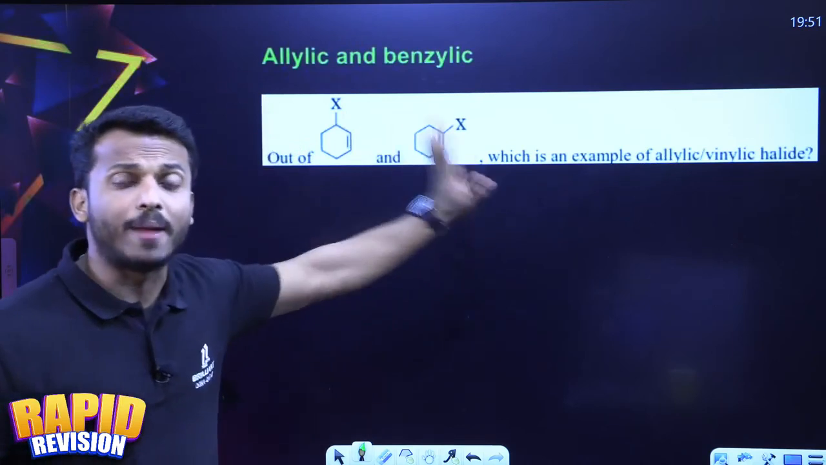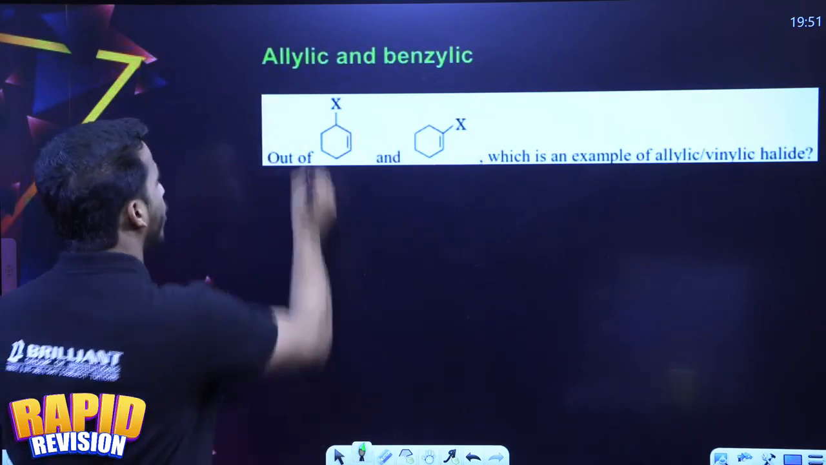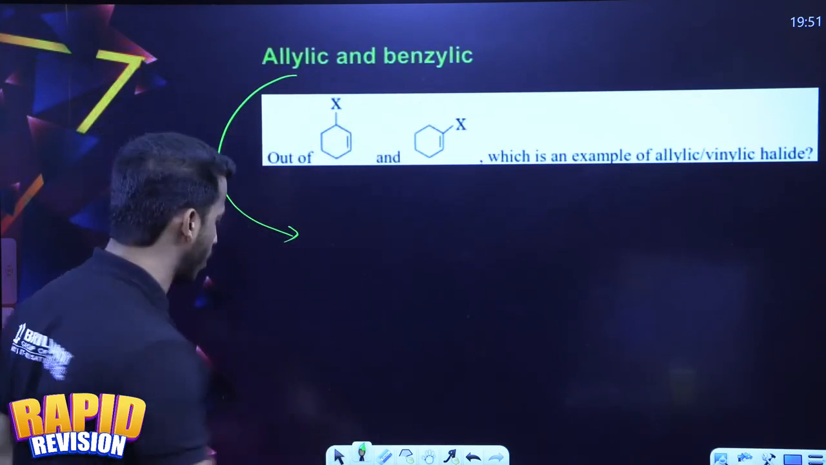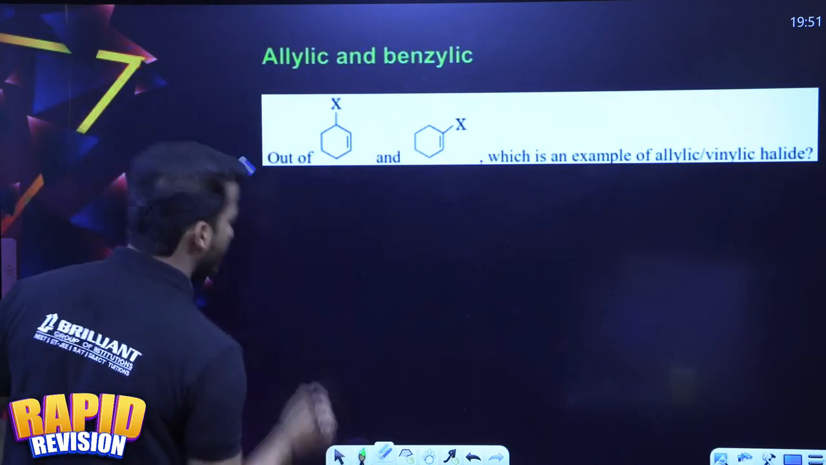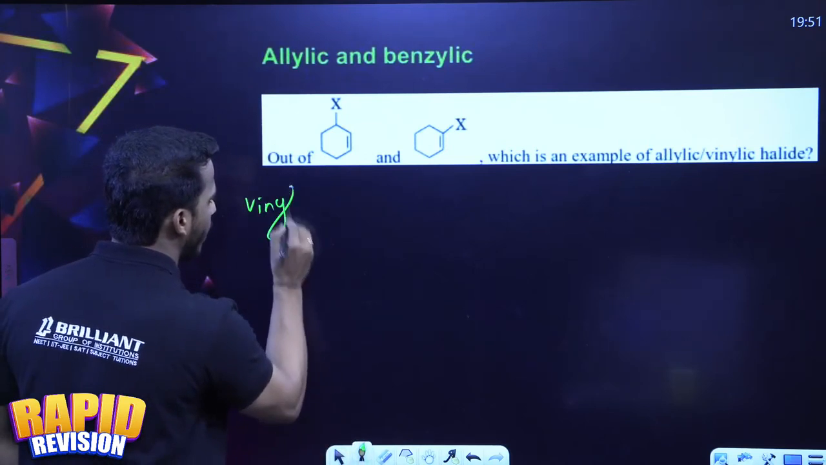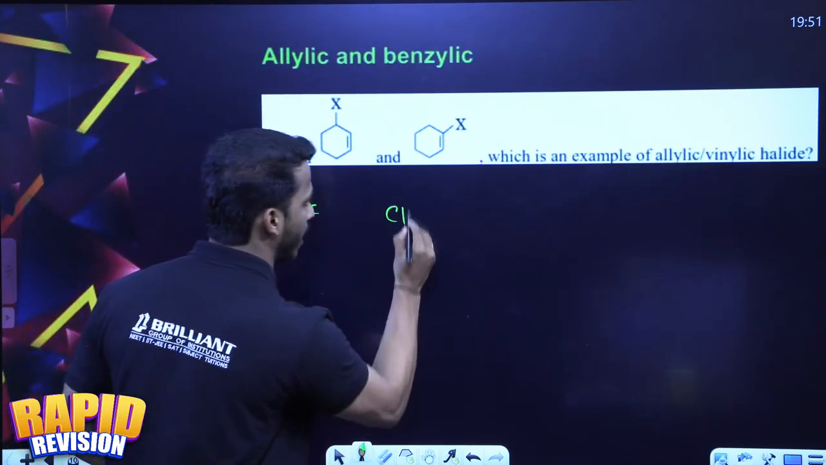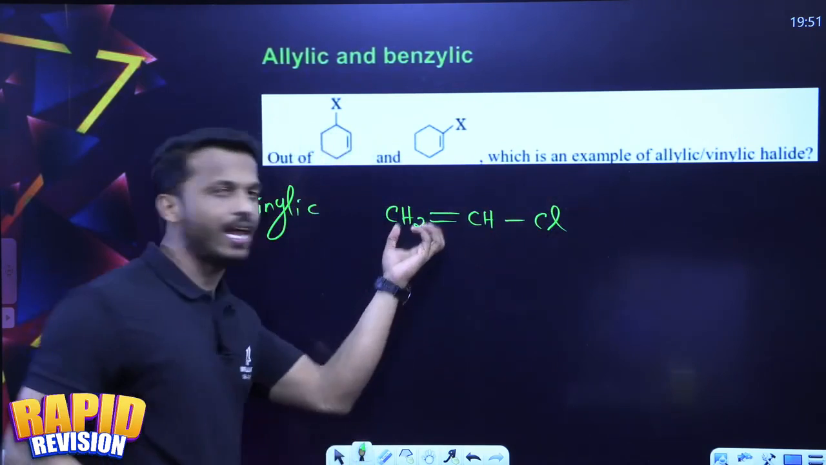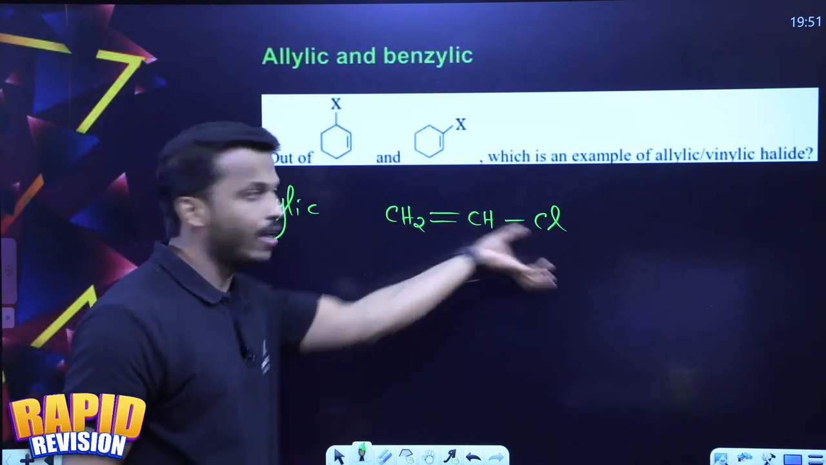And allylic and benzylic positions are important. You know what is allylic and benzylic? Even vinylic also, let us discuss. Dear all, what is a vinylic group? A vinylic group generally means CH2 double bond CH, for example, vinyl chloride.